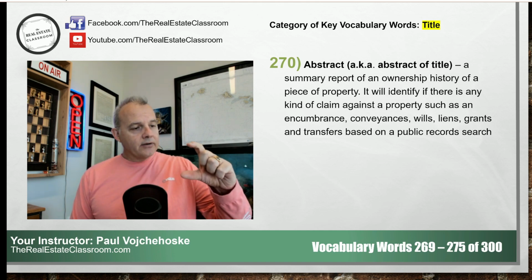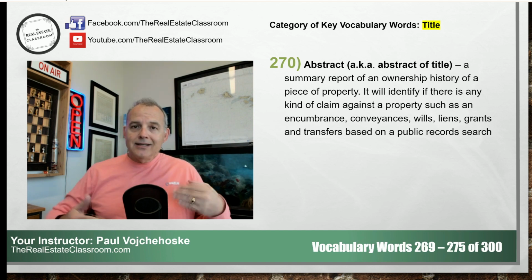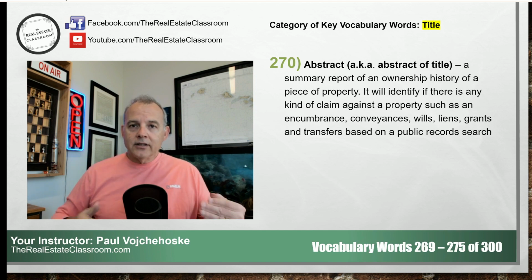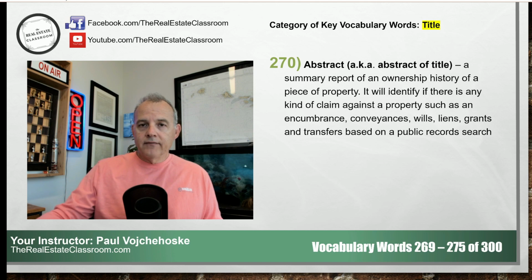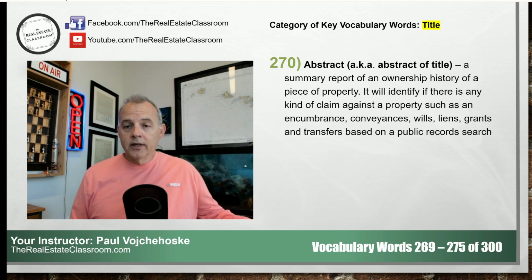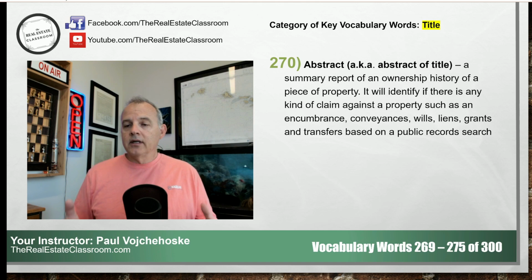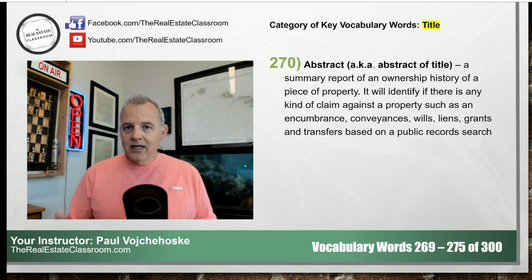Sometimes the abstract reports are really thick. I've seen a couple of them that are over 3 inches thick. It's a condensed history of anything that was recorded that impacted that particular piece of property, including a list of the previous owners. So there's a chronological history of the owners going all the way back to the original owner. There is a record of encumbrances and easements and wills that might have been recorded against it, and liens and grants and all of that. Anything of public record is going to be included in that abstract or that condensed report.